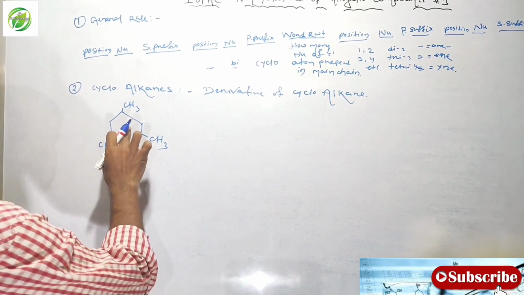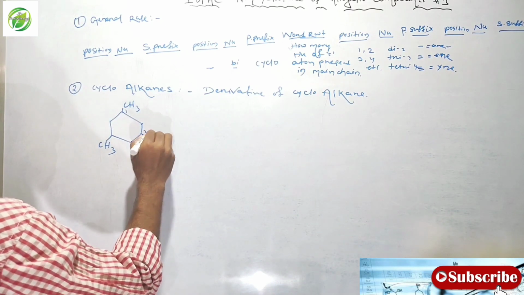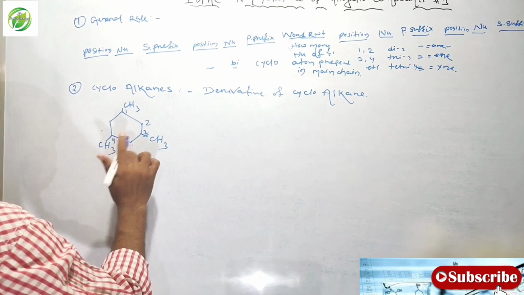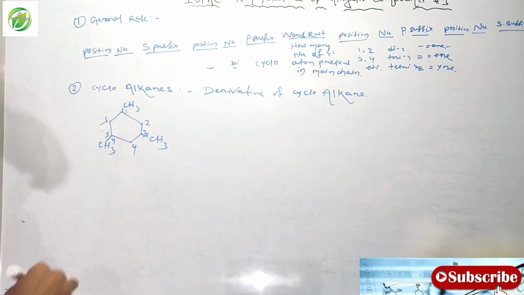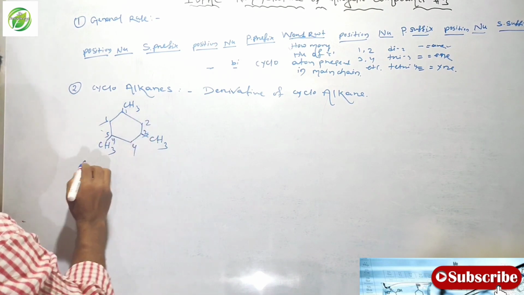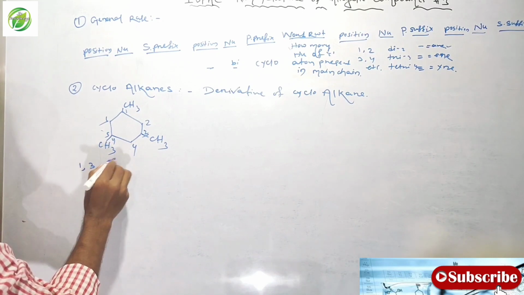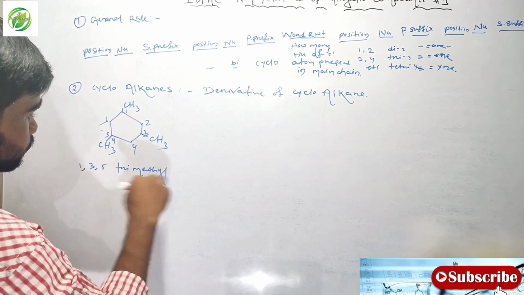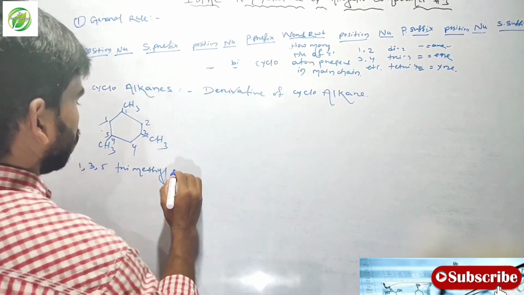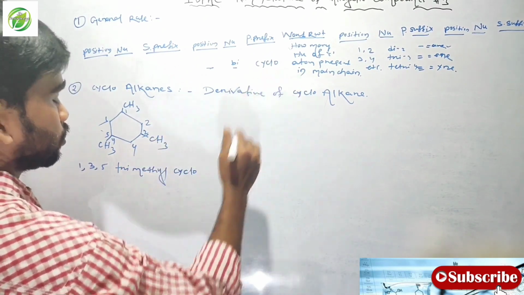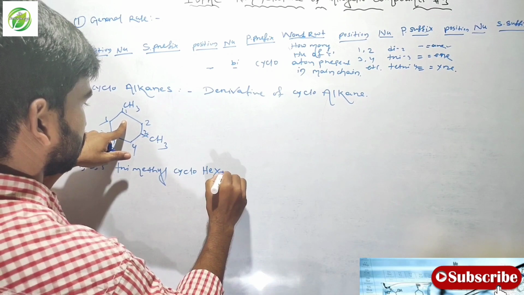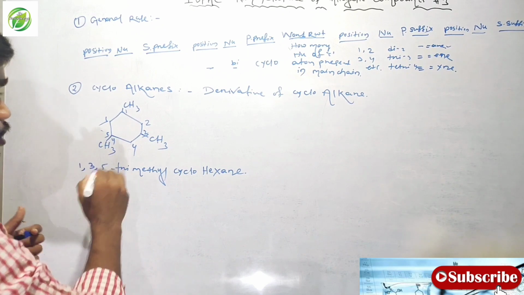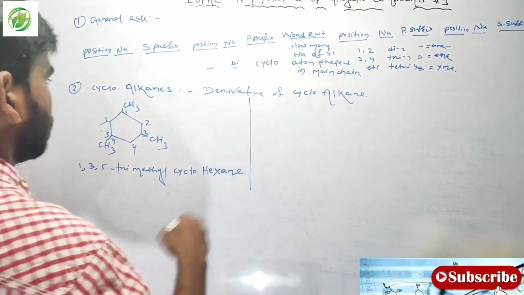That is, the resultant name of this compound is: numbering 1, 2, 3, 4, 5, 6. So we write 1,3,5 trimethyl. Then friends, cyclo, and for 6 we use hexane. So the resultant name of this compound is 1,3,5 trimethyl cyclohexane. Let's take another example.